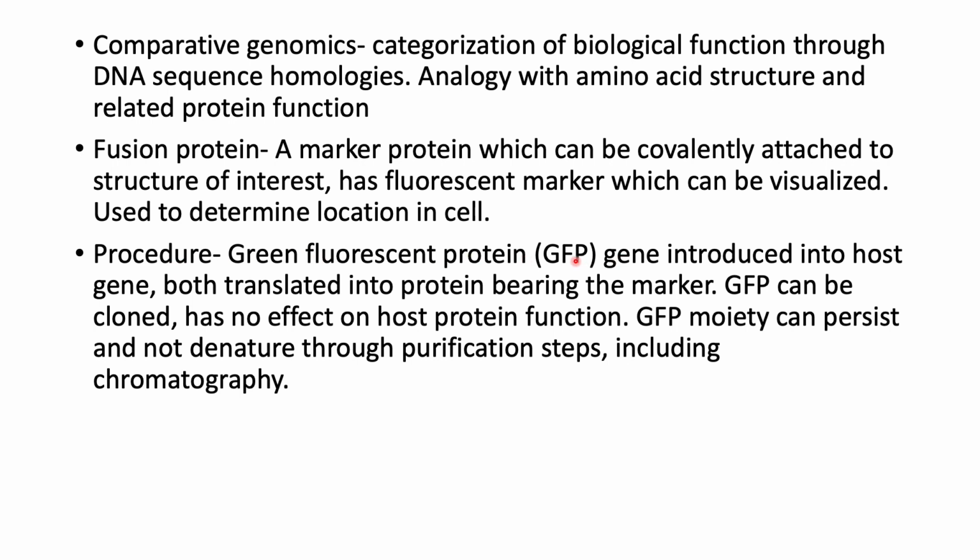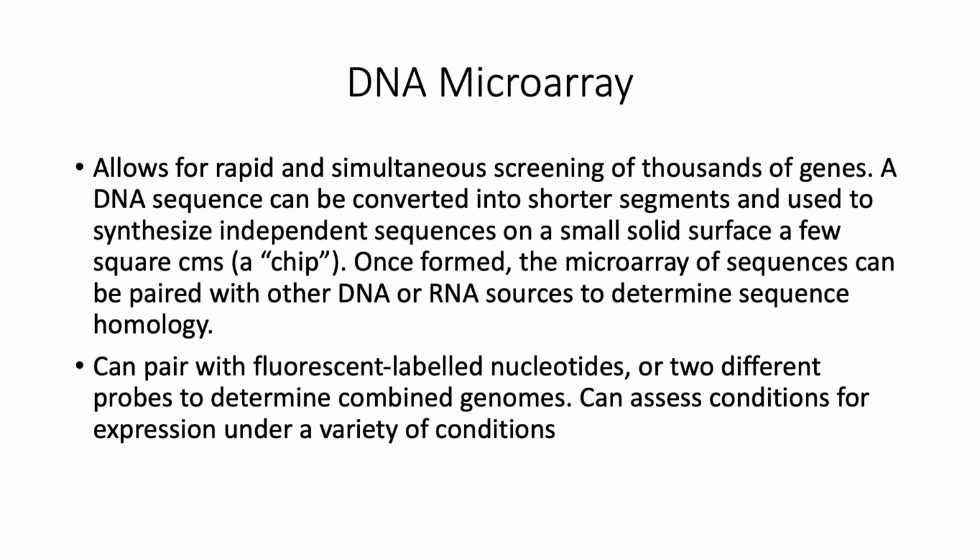So one example of this is green fluorescent protein. You can introduce a gene, a GFP gene, and introduce a host gene. They're both translated into protein, which bears that marker. The GFP can be cloned. It has no effect on the host protein function, but it can persist and not denature. So this can be a continuing marker that you can use throughout the course of an experiment to determine if you have preservation and function of the moiety to which this GFP gene is attached.